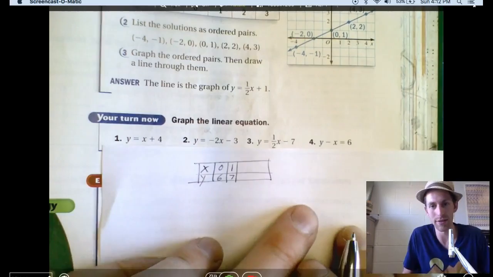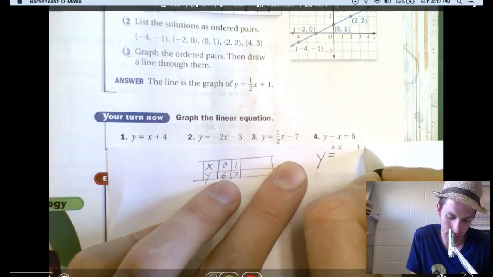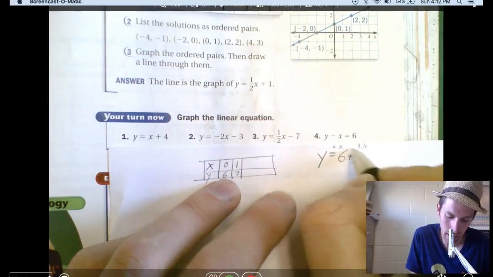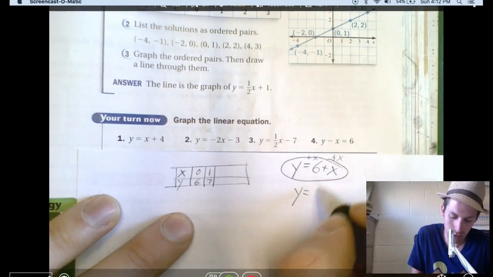How would I solve this for y? This is y minus x, I'd have to add x to both sides. Right? So y equals 6 plus x. There's my function rule, or my function, or my vending machine. It is solved for y. And typically we write it like this, y equals x plus 6, right?